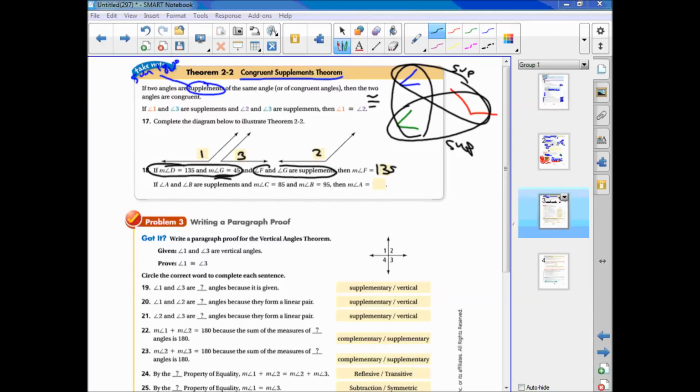Okay? If angles A and B are supplements and C is 85, and the measure of B is 95, then what is the measure of A? So here we go. A and B are supplements. So it's something like this. These guys add up to 180.